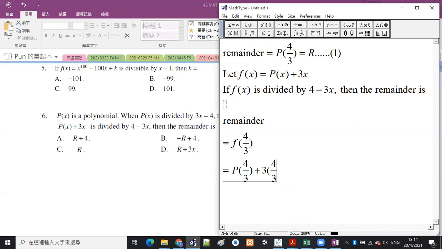3 times 4 over 3. Can you get this? Because the formula of fx is equal to px plus 3x. So when I substitute a number into x, then all the x inside the formula will be changed to that number. Okay, so that is how we do the function value, right? Okay, so the remainder, that is the required answer, is equal to p4 over 3 plus 3 times 4 over 3. But p4 over 3 has been prepared to be capital R. Is there anything wrong?